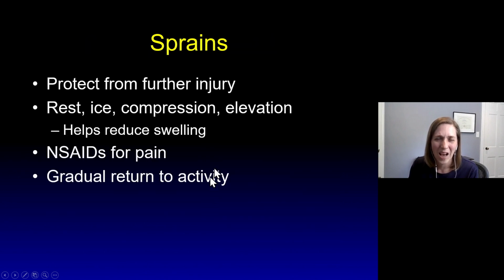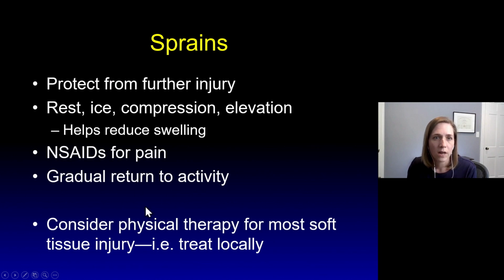So if there are sprains, you want to advise the patient to protect from further injury. Putting them in a boot may be very helpful. Rest, ice, compression, elevation, these help to reduce swelling and promote healing. Non-steroidal anti-inflammatories can be very helpful for pain relief, and then a gradual return to physical activity. So you want to consider physical therapy for most soft tissue injury.